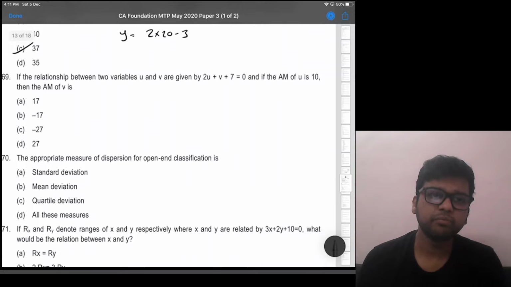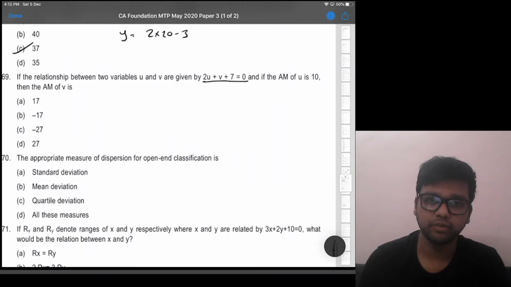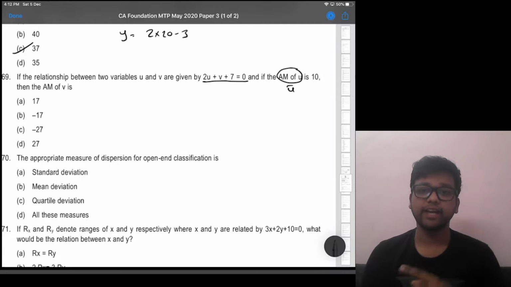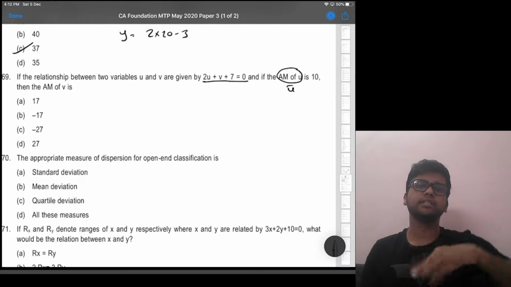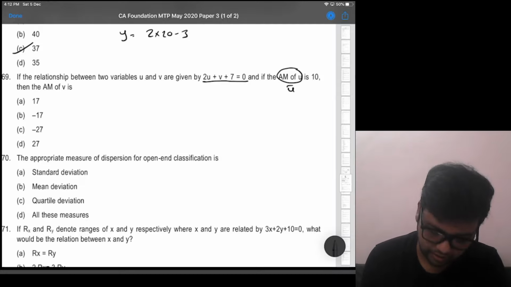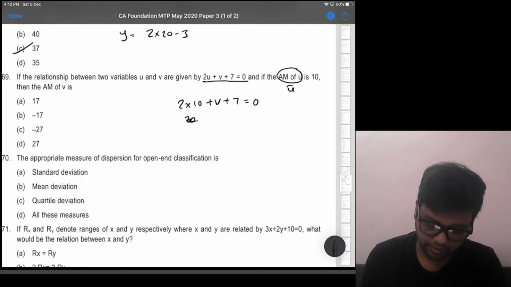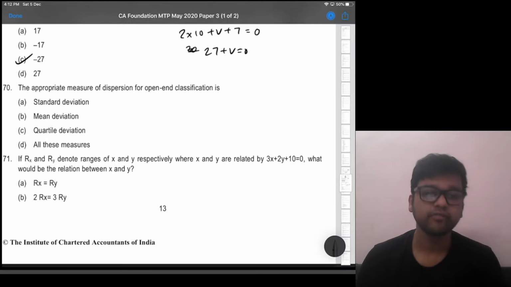Again, if the relationship between two variables u and v is given by 2u + v + 7 = 0, and the mean of u, that is u bar, is 10, then what is the mean of v? Like I said, mean is also affected by change of origin and change of scale both. So we can directly put the value of u as 10. So 2 into 10 plus v plus 7 is equal to 0. That means 27 plus v is equal to 0. So v is minus 27. So v bar, that is mean of v, is minus 27.